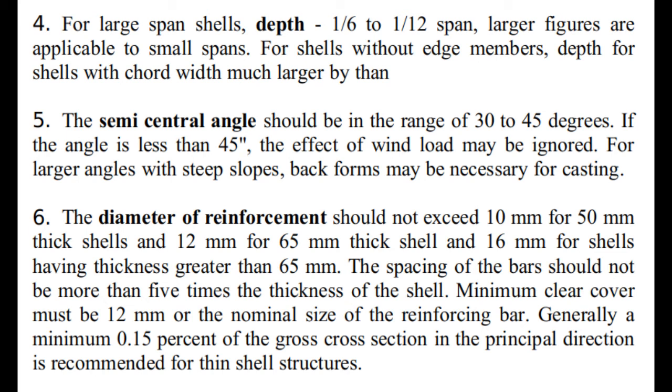So these are all the requirements. You should keep them in mind. And the spacing of the bars should not be more than 5 times the thickness of the shell. These are all the design considerations given as per the IS code of concrete structures. Minimum clear cover must be 12 mm or the nominal size of the reinforcement bar. Generally, a minimum 0.15% of the gross cross section in the principal direction is recommended for thin shell structures.